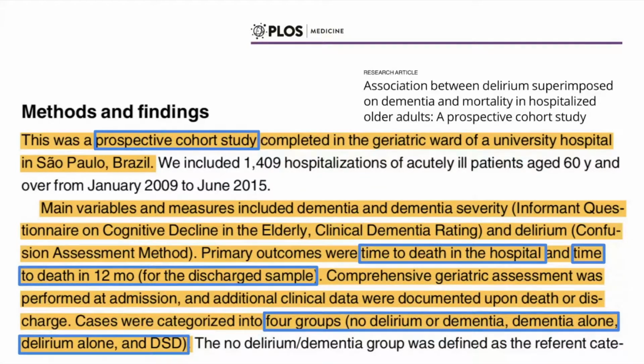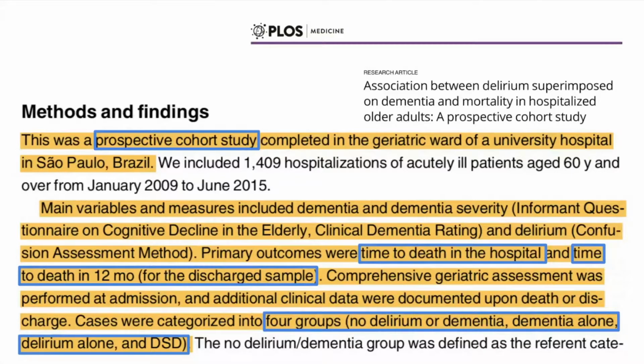The first key word tells us the study design. The second set tells us that the exposure of interest is split into 4 categories: no delirium or dementia, dementia alone, delirium alone, and delirium superimposed on dementia. Finally, the study had 2 primary outcomes: time to death in the hospital and time to death in 12 months for those who were discharged home from the hospital.